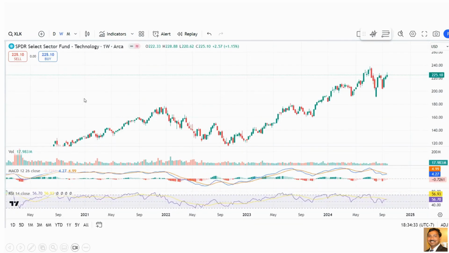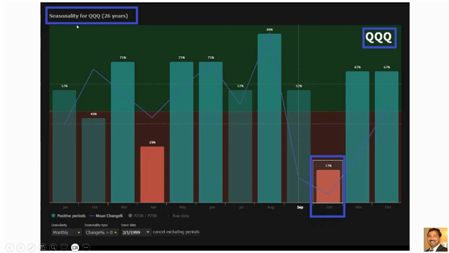This is XLK, the technology sector ETF, and compared to utilities and materials, it is not really good. The MACD is going down, RSI is going down, volume is drying up, and the candles are getting smaller. So as I mentioned in the September 7th video, the business sector rotation is happening from the mid phase to the late growth phase. And looking at the seasonality for the QQQ, October is not at all good for the QQQ, after April, compared to any other month in the year.